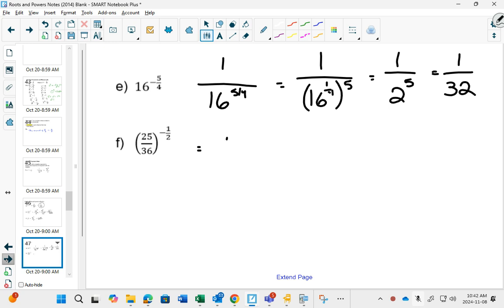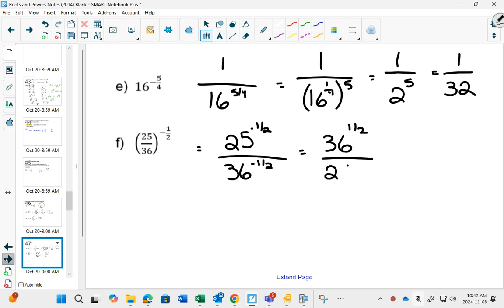Then we have a fraction, so the negative would go to the top, and the negative would go to the bottom. Negative exponent rule means that we'll change them to positive by changing or flipping the fraction. So we get 36 to the half and 25 to the half. Do you remember that a half is a square root? So the square root of 36 is 6. The square root of 25 is 5.